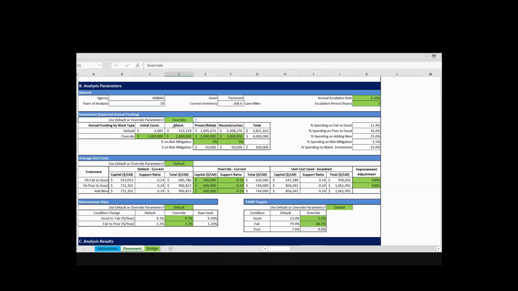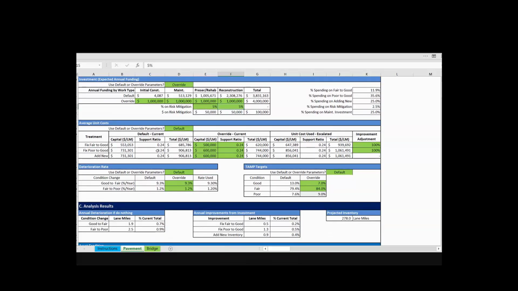If you think you have better agency-specific information, I'm not going to go into the details, but I should emphasize one point here. We already talked about risk mitigation in our earlier discussions. So we provided this opportunity here for the agency to provide the dollars they could spend specifically for risk mitigation. So this is just section B, the analysis parameter section.